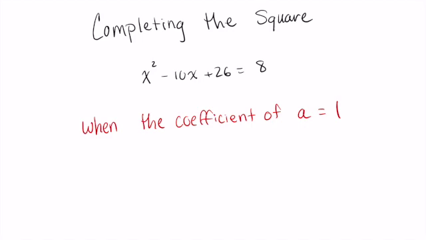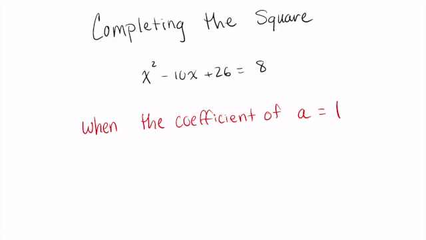The reason that we like completing the square is because eventually, when we start working with conic functions such as circles, ellipses, and hyperbolas, we are going to need to complete the square in order to go from the general form to the standard form of those conic functions.